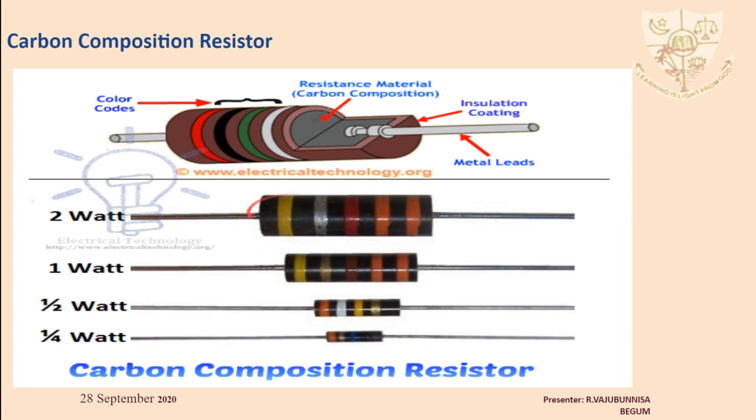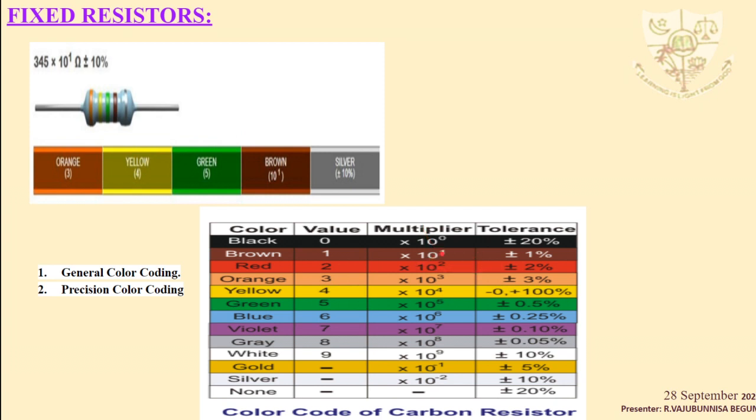The precision color coding has 5 color bands. It is used to indicate the resistor value. The only difference from the general color coding is that here the first 3 color bands indicate the numeric value, the fourth band indicates the multiplier, and the last color band indicates the tolerance. The precision color coding is used where the tolerance is less than plus or minus 2%. Here a table is given to determine the value of resistance from the color coding. This table is common for both the general and precision color coding methods.